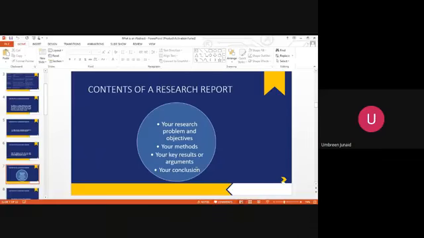Then your methods, how you conduct your research. Number three is your key results or arguments, meaning after applying that methodology, what results did you get? So you are going to discuss your results.